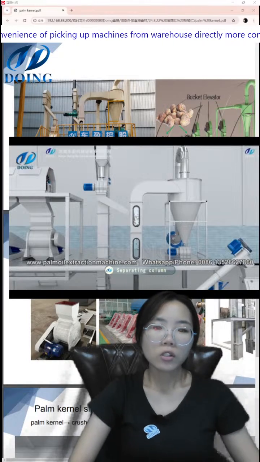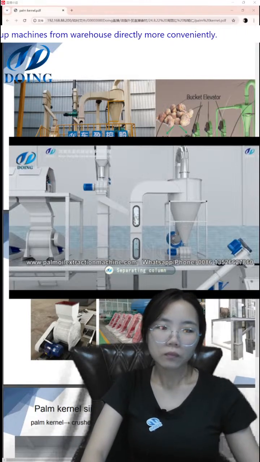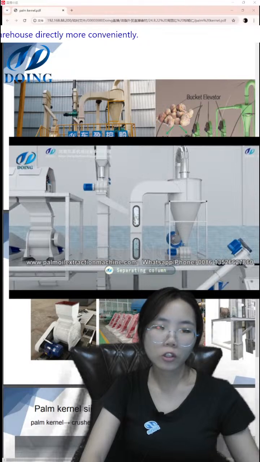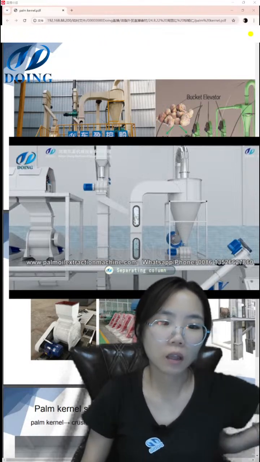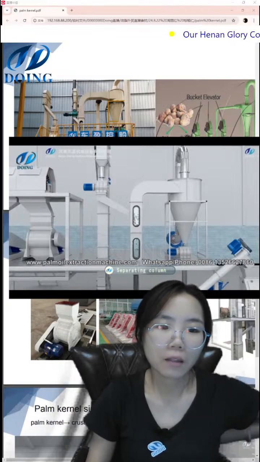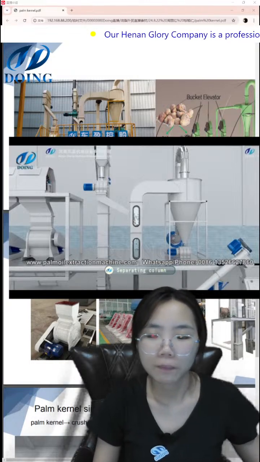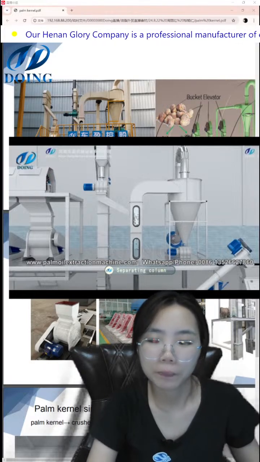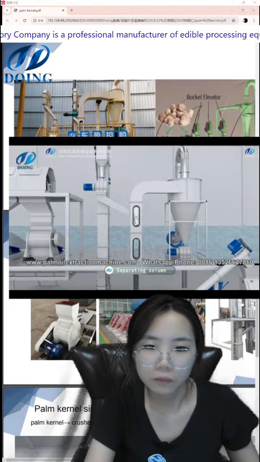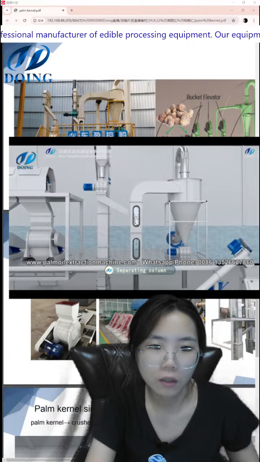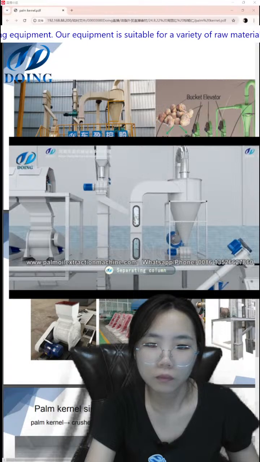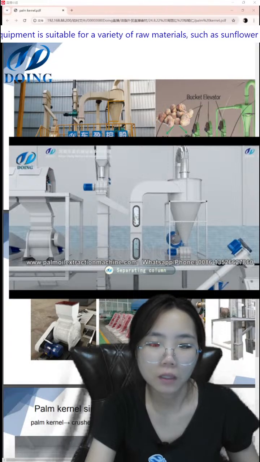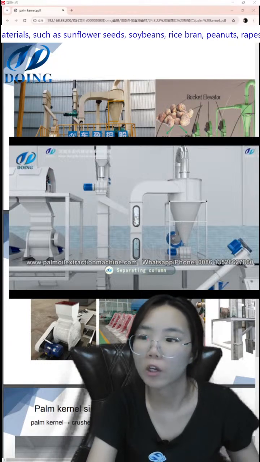And in this configuration, the separation is achieved by using the different specific gravity of the kernel and the shell. Later the shell enters the cyclone, so the water first, and the dust can be discharged to the outlet to ensure the environment of the workshop.